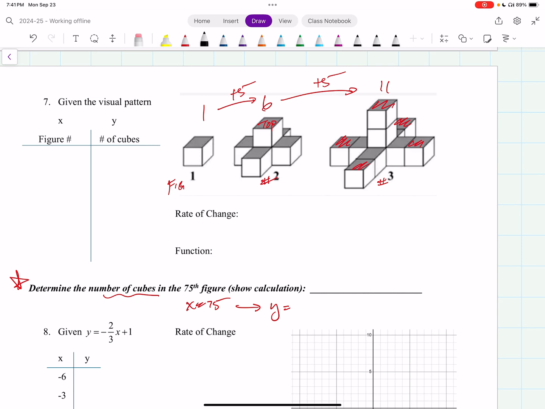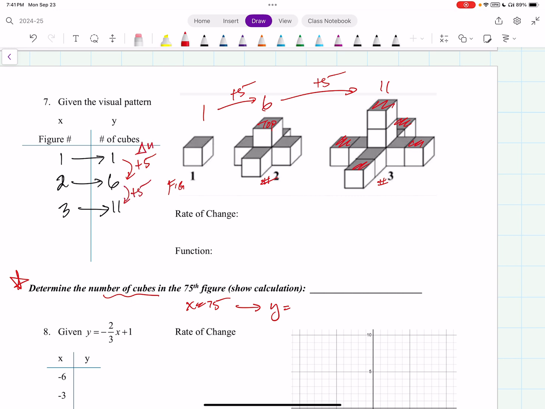So in our first figure, we have 1 cube. In the second figure, we have 6 cubes. Sorry, I didn't say that right. In the third figure, we have 11. So the rate of change is 5. From 1 to 6 is a plus 5. 6 plus 5 is 11.